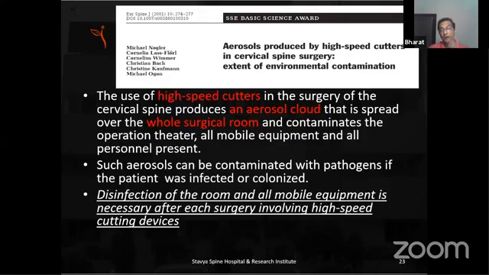High-speed cutters have been shown to create an aerosol cloud in the whole surgical room, and it is found on many mobile equipment. So COVID has probably taught us that disinfection of the room and the mobile equipment is really necessary after high-speed use, which we have not practically been doing after the surgery before the second case is taken over. So it is very important for all of us to learn about this.